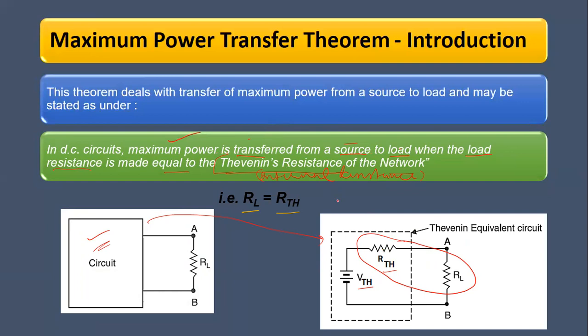It also indicates one thing: if RL is greater than RTH, there is no maximum power. If RL is less than RTH, then also no maximum power. So maximum power will only be dissipated when this condition is achieved. So let us prove this condition.